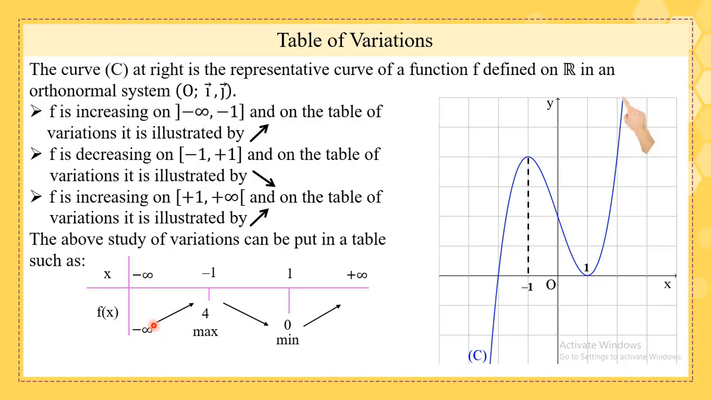Then we start by drawing the arrows. From minus infinity to minus 1, the function is increasing. From minus 1 to 1, the function is decreasing. From 1 to plus infinity, it's increasing. It's increasing from minus infinity to 4. So here we put the values of x, and here we put the values of y. Minus 1, 4. Then it moves downward to 0, and then it continues to plus infinity. This is the table of variations of a function.